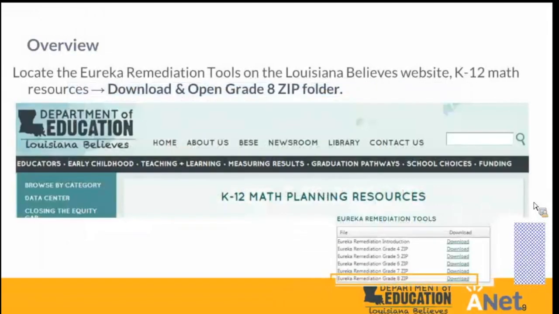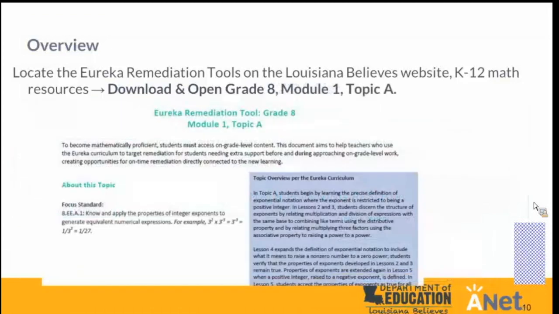Today we're going to practice with a grade 8 example altogether. So if you'll please open the grade 8 zip folder on the K-12 Math Planning Resources, or it's loaded into the webinar platform. And then you're going to open the Eureka Remediation tool for Module 1, Topic A. So if you're watching the recording, go ahead and pause the webinar now to open up grade 8, Module 1, Topic A.